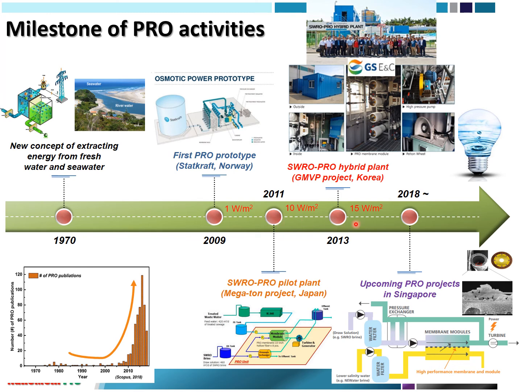And then in a Korean project, the global membrane distillation valuable product project, they also demonstrated the Toray thin film composite spiral wound module. They found 15 watt per square meter of energy can be produced. And then Singapore also wants to extend their opportunity for the future using hollow fiber PRO membrane. So this is the overall PRO activity.